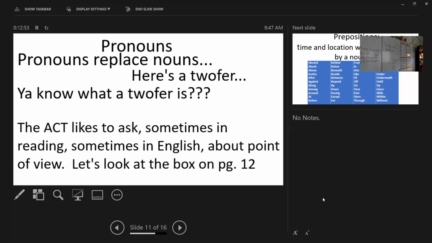Don't miss that in English or reading. That's what I mean by this is a twofer. Knowing this could get you a point both on the reading and on the English section. They could ask you in a reading section, what point of view is this story told from? But they also could ask you in an English passage, what point of view or what voice is being used in this passage? Because you have passages in both.